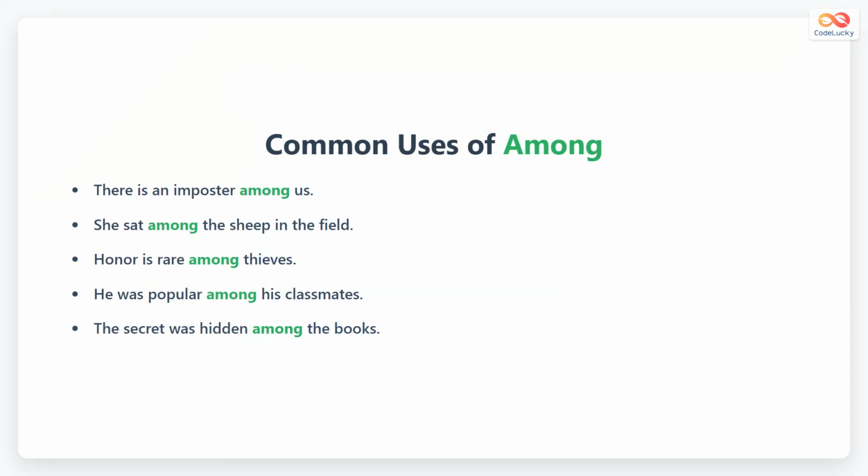There is an impostor among us. She sat among the sheep in the field. Honor proves rare among thieves. He proved popular among classmates. The secret hid among the books.